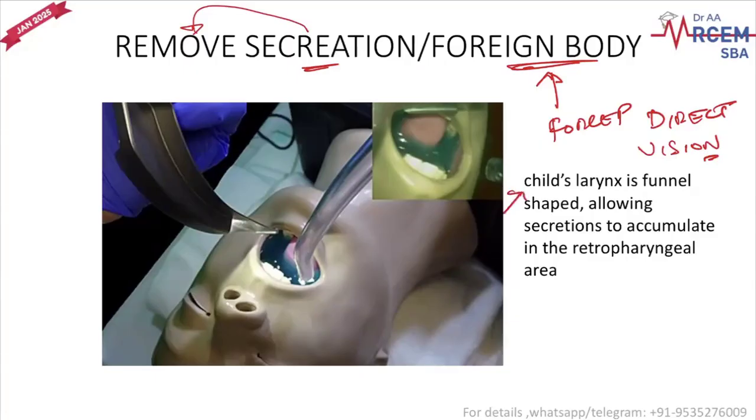In children, one more thing you need to be aware of is that the larynx is kind of funnel shaped. So the secretions can accumulate more in the posterior part, that is the retropharyngeal area, and it might be difficult to suction them out. Even the removal of a foreign body is much more difficult in a child compared to an adult. This is because of the anatomical variation in the child.